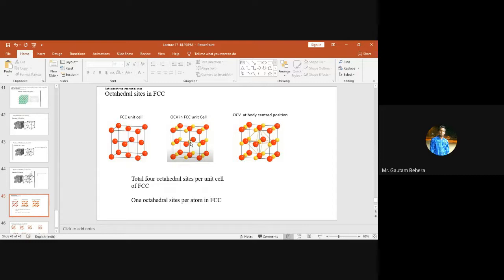And the other octahedral voids are at the edge center positions. You can see this is one edge and the center of the edge, this is one edge and the center of the edge, and so on. So all edge center positions and the body center position of FCC are the octahedral voids. One octahedral void position is shown in this figure, right? It is forming an octahedron, right? 4 triangles on the top, 4 equilateral triangles at the bottom. Octahedron means 8 faces.